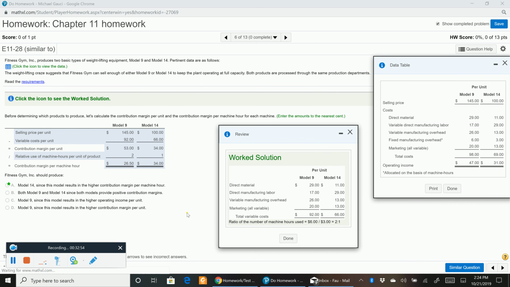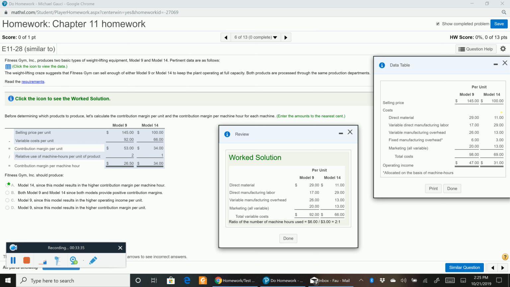In this next homework problem, we have a constraint, and the constraint is the machine hours in our assembly plant. So we have a company here called Fitness Gym Inc. They actually manufacture 2 basic types of weightlifting equipment. One is called the Model 9, and the other is called the Model 14. In our manufacturing plant, we can sell enough of either Model 9 or Model 14, and it'll keep the plant operating at full capacity. So that's a good thing. We can sell both. We can stay at full capacity.